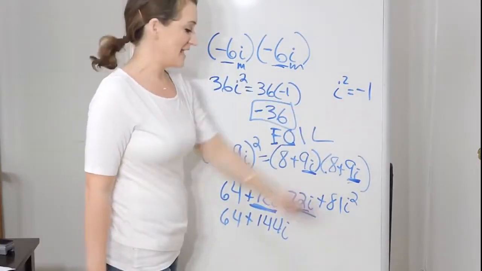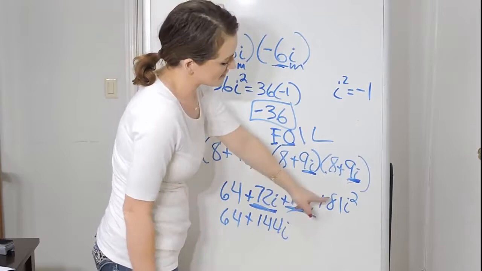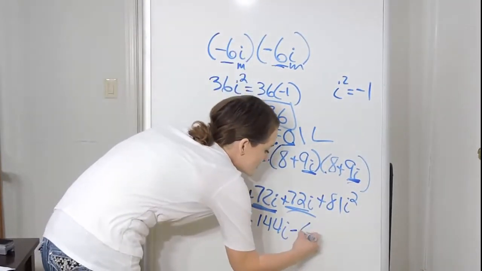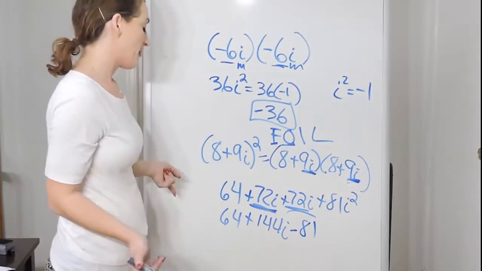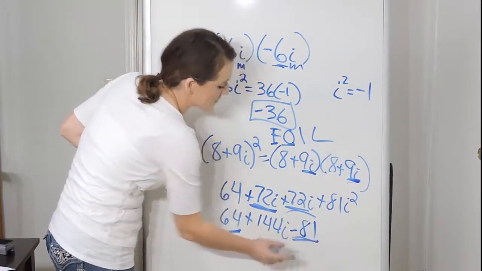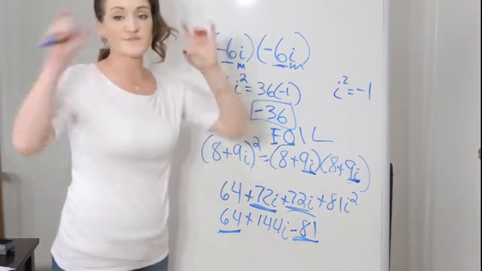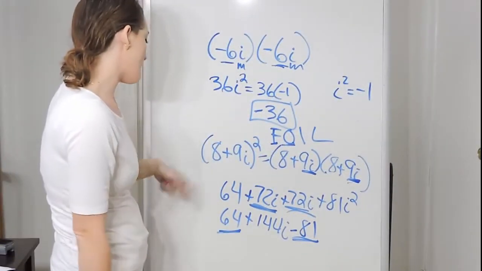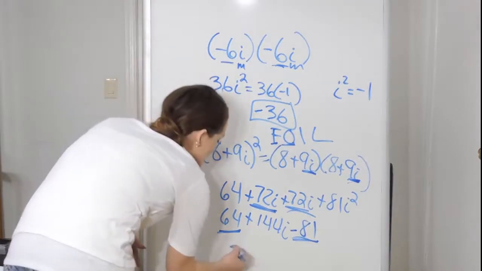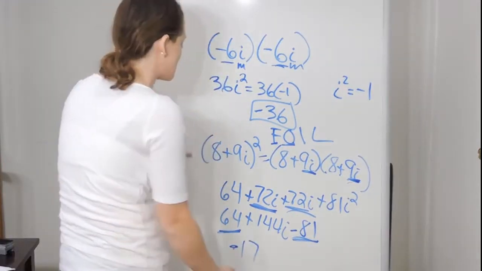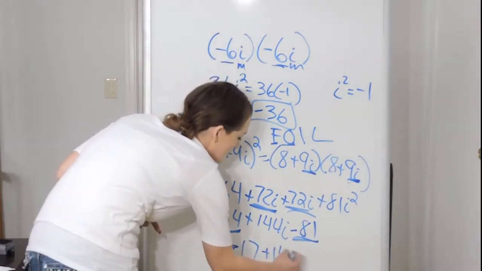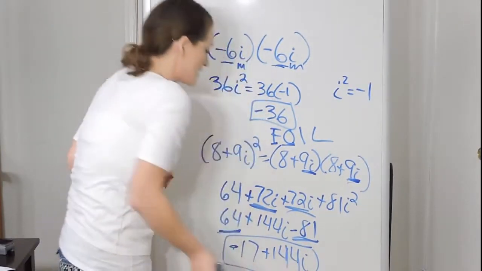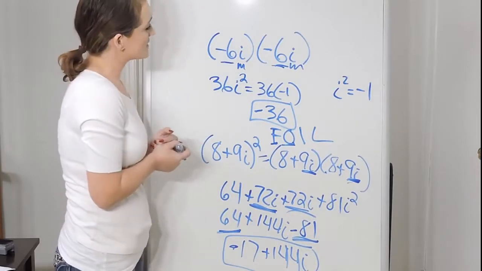Remember that i squared equals -1. So this is really like saying 81 times -1, which is a -81. And we need to do so just because now we have two numbers that we can go ahead and combine together. 64 minus 81 is going to give us a -17. And that's all plus the 144i. So that's how you multiply using complex numbers.